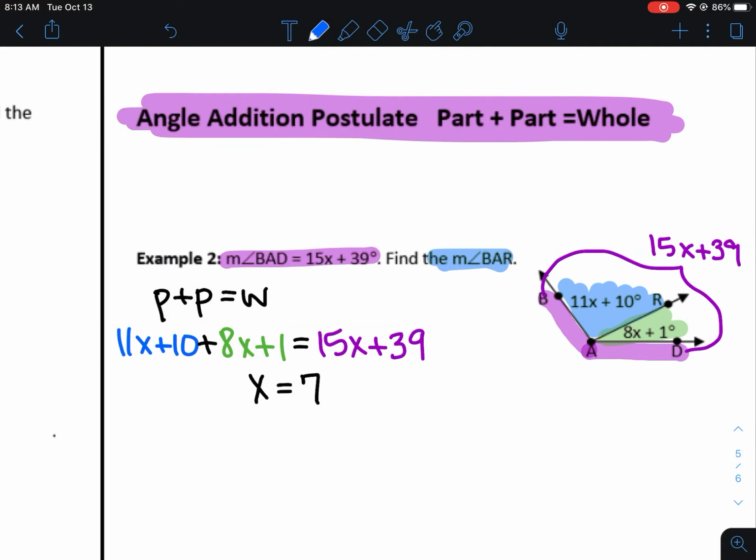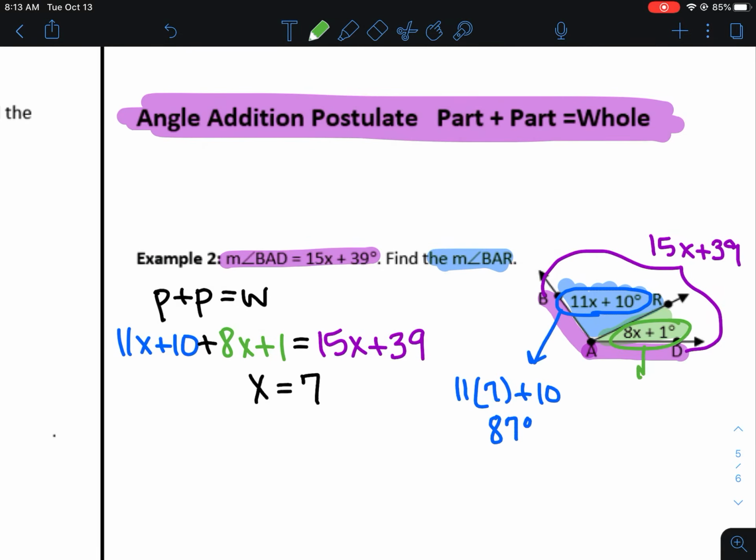Now, technically, I only have to plug it into BAR, but you know I'm going to plug it into all three because I need to make sure that this is actually equal. I want to make sure that my answer is correct. All right, so here we have 11 times 7 plus 10, which is 87 degrees.